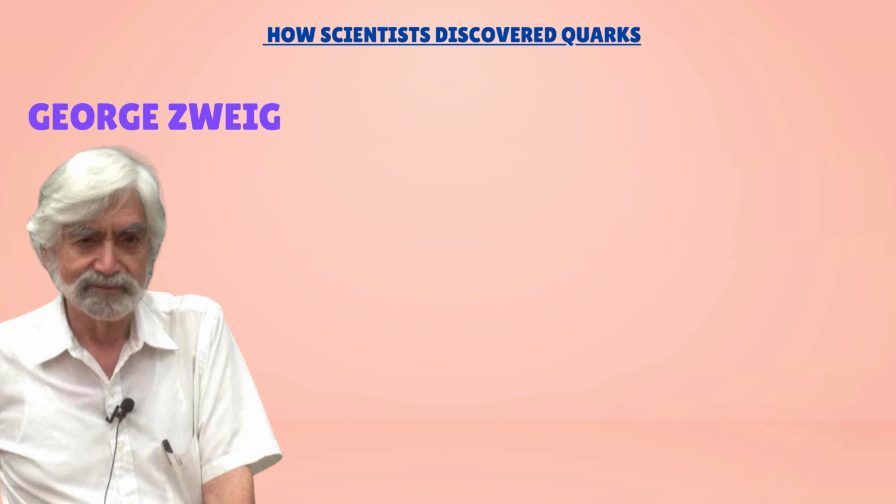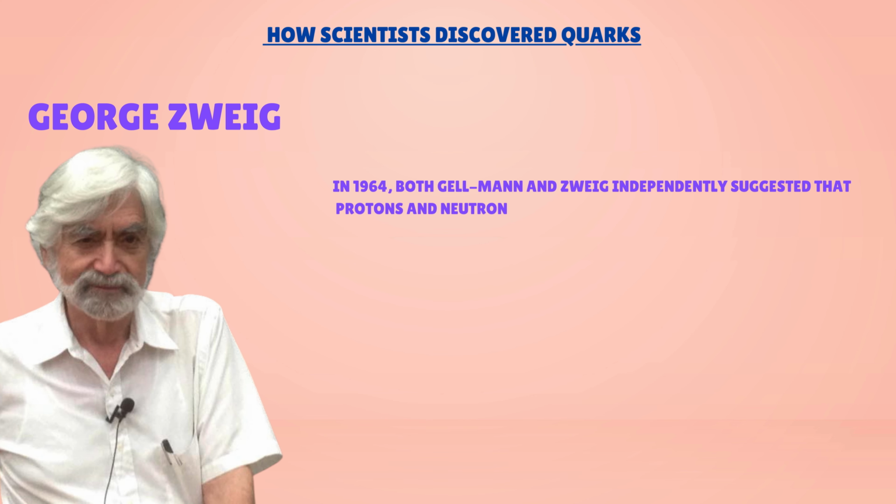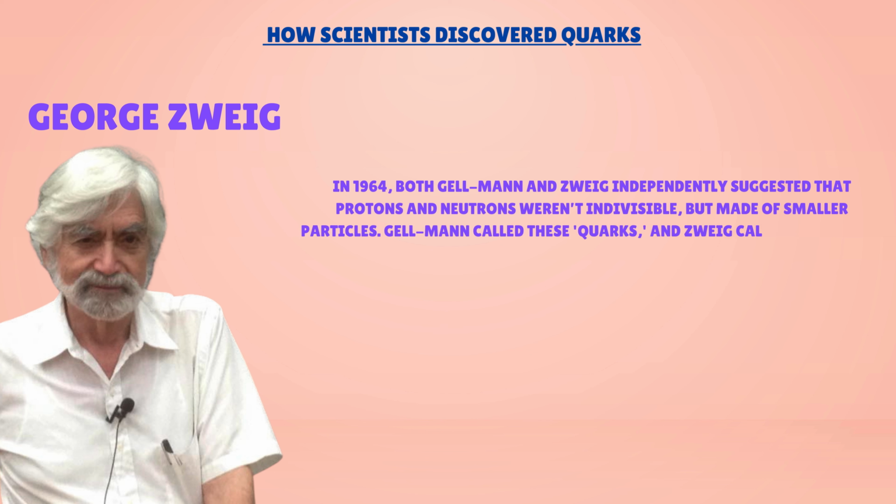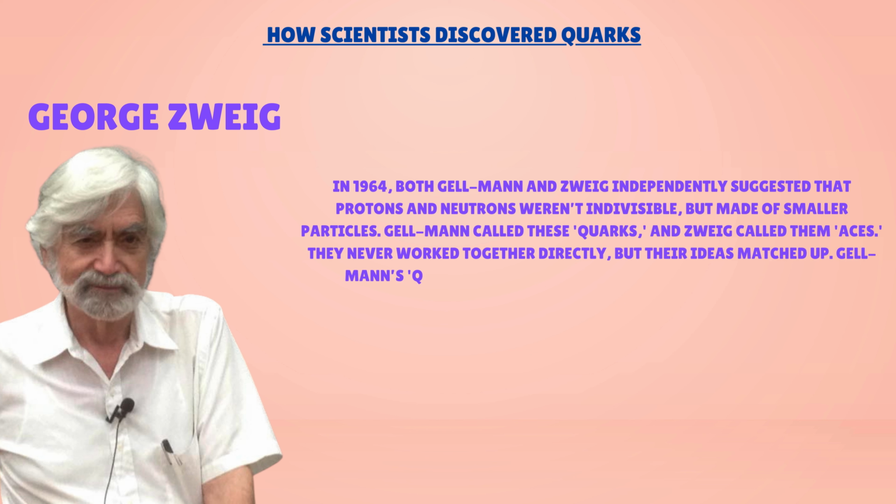Now, here's a cool twist. There was another scientist, George Zweig, who worked on similar ideas at the same time as Murray Gell-Mann. In 1964, both Gell-Mann and Zweig independently suggested that protons and neutrons weren't indivisible, but made of smaller particles. Gell-Mann called these quarks, and Zweig called them aces. They never worked together directly, but their ideas matched up.